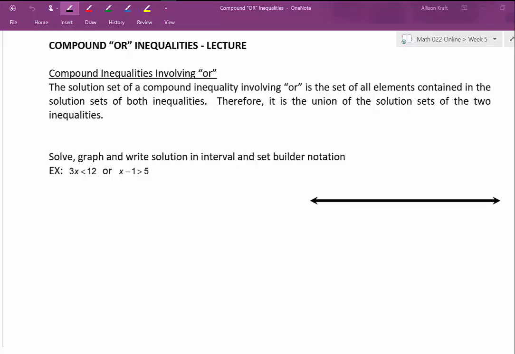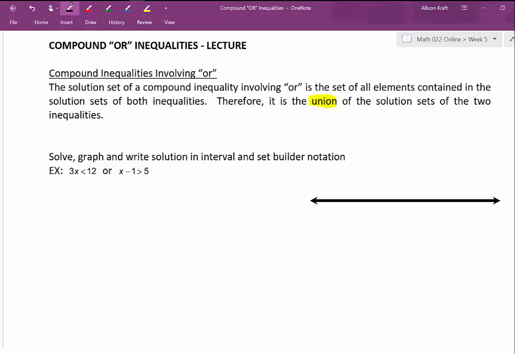In this lecture, we'll be solving compound inequalities involving the connective word OR. Compound inequalities involving the word OR have a solution set that is the set of all elements contained in the solution sets of both inequalities. Therefore, it is the union of the solution sets of the two inequalities. We discussed before that union meant that we're going to take everything from both sets and just put it together.